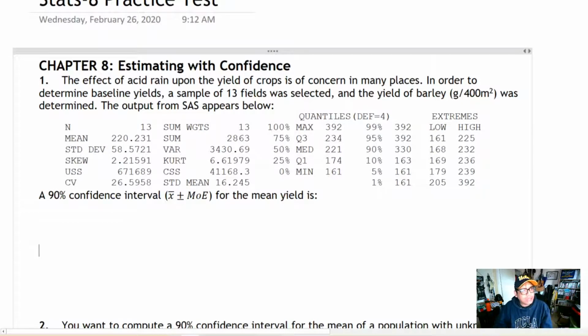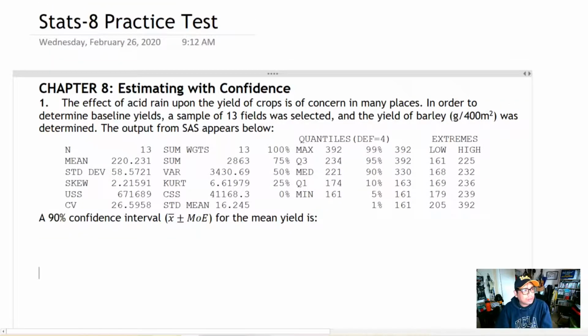We're going to be looking at the Chapter 8 practice test, which is estimating with confidence. It is our chapter on confidence intervals.